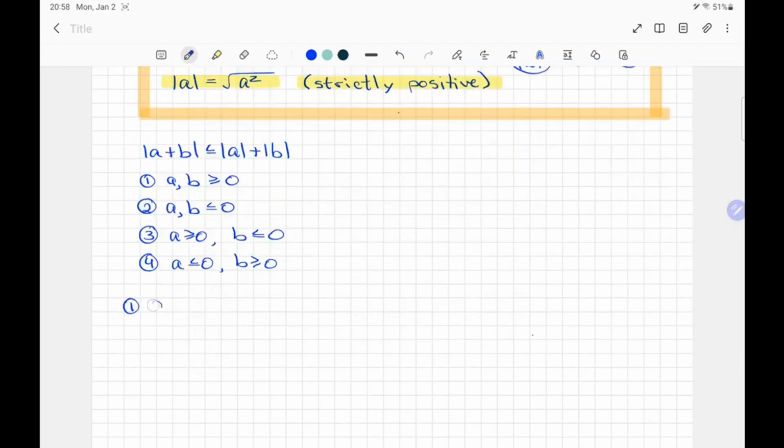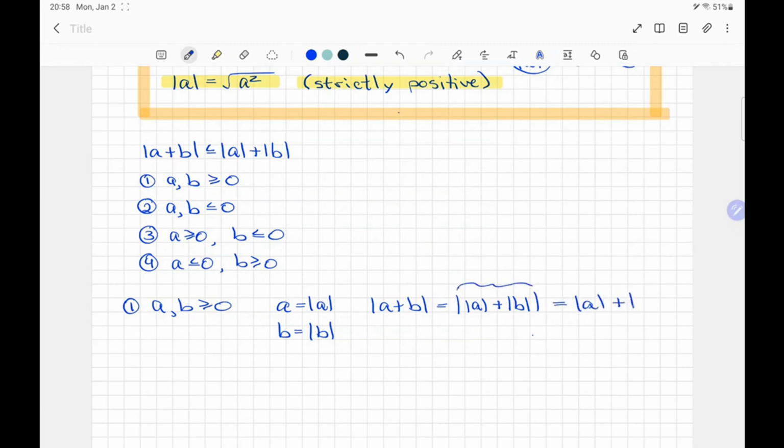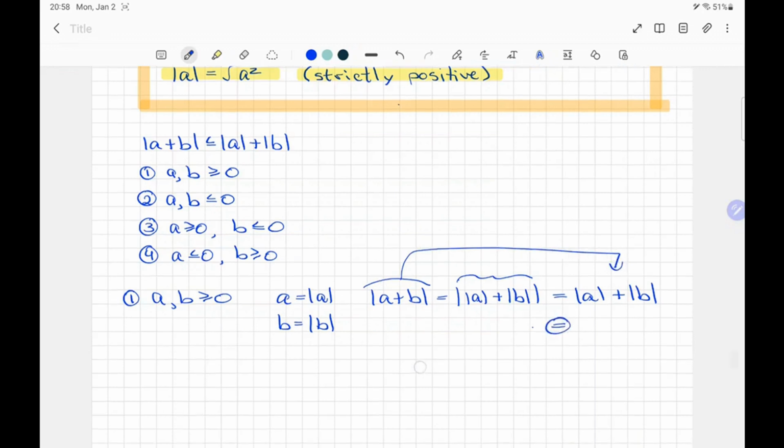So in the first situation, where a and b are both greater than or equal to 0, we have that a is equal to its absolute value and b is equal to its absolute value. What this means is that the absolute value of a plus b is equal to the absolute value of a plus absolute value of b. And since all we're doing is summing two positive numbers here, we don't actually need this outer absolute value. So we see that the absolute value of a plus b is equal to the absolute value of a plus the absolute value of b, and so equality holds, and we're fine.